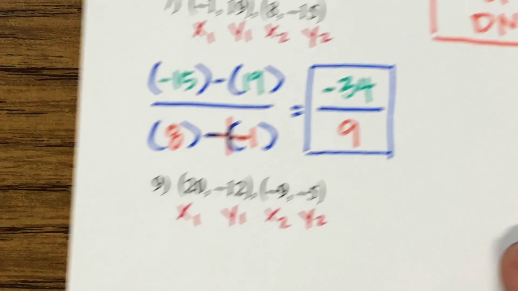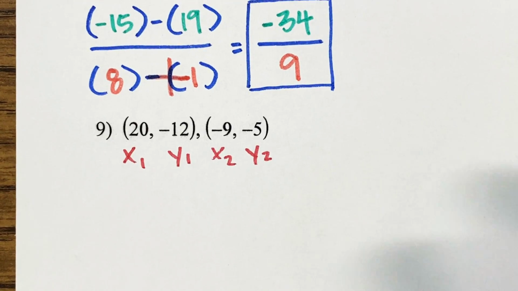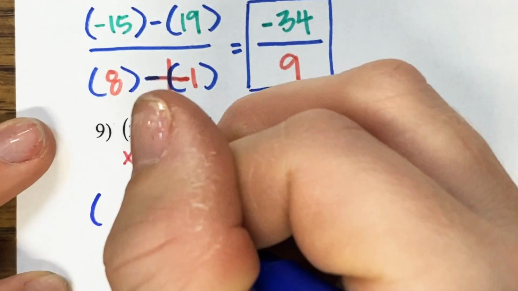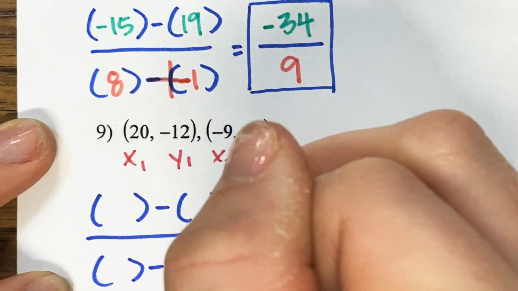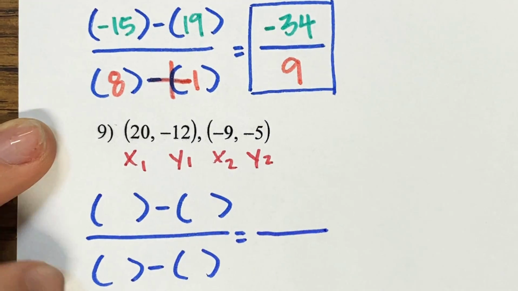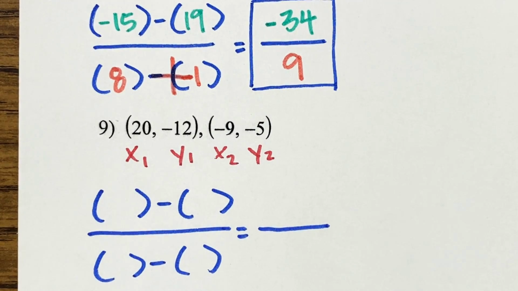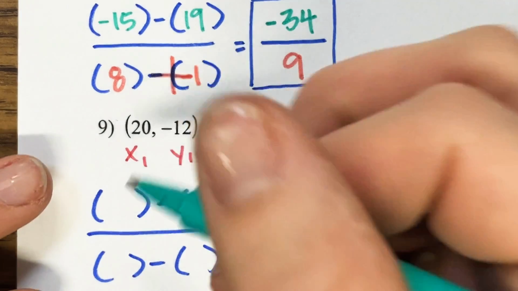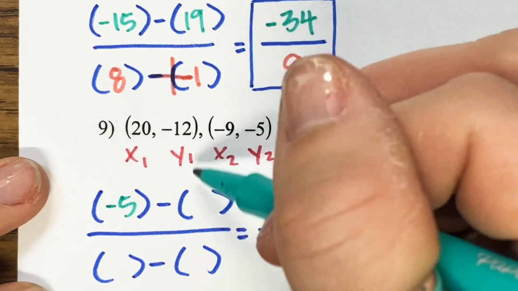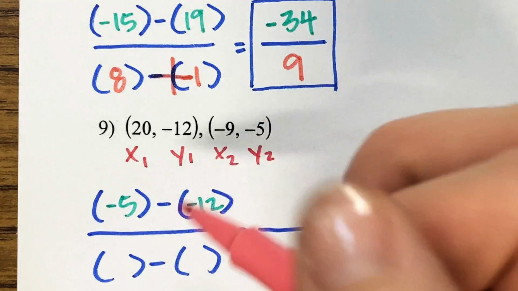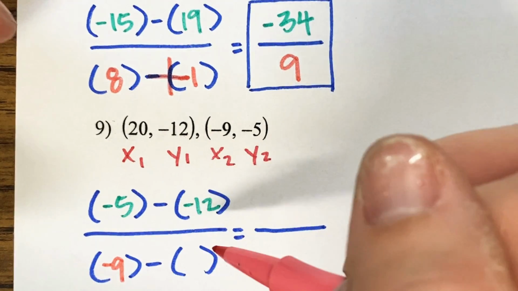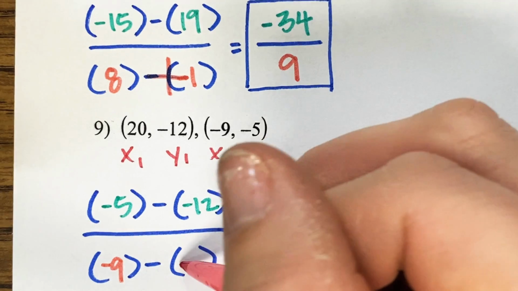Perfect. 2 more examples. Same thing. Let's do our y2 minus y1 over x2 minus x1. Let's fill in our spaces. y2 is negative 5. y1 is negative 12. x2 is negative 9. And x1 is 20.